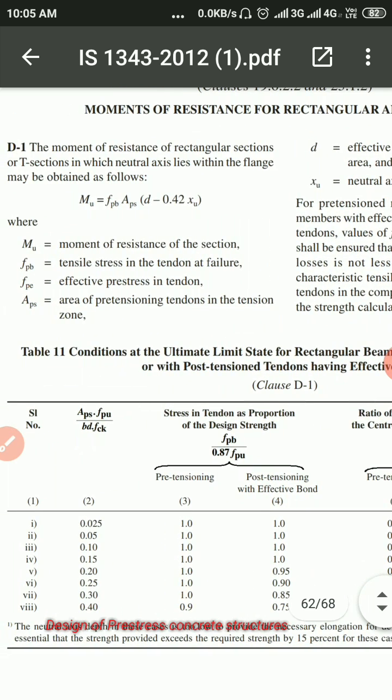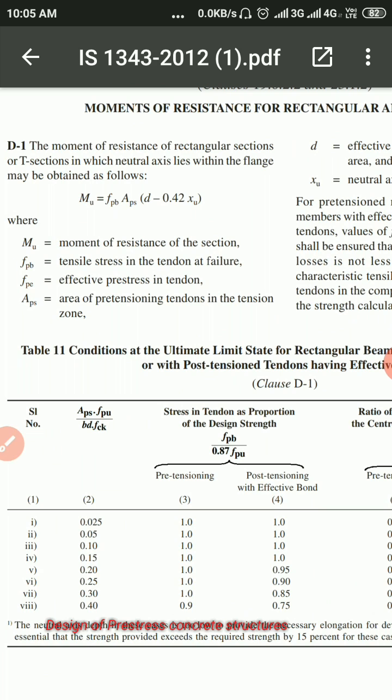Now see here, we are going to calculate the moment. How will we calculate the moment? The moment equals the tensile stress into the area of the steel tendons into the depth or height. We know the flexural relation, that is sigma by y, that thing. That flexural relation.